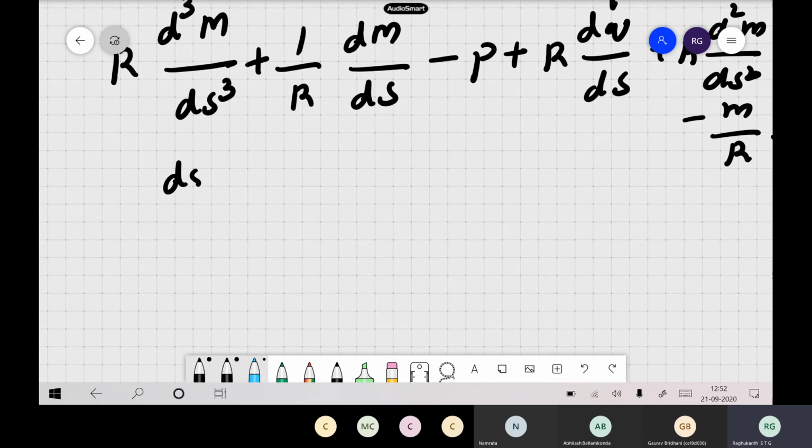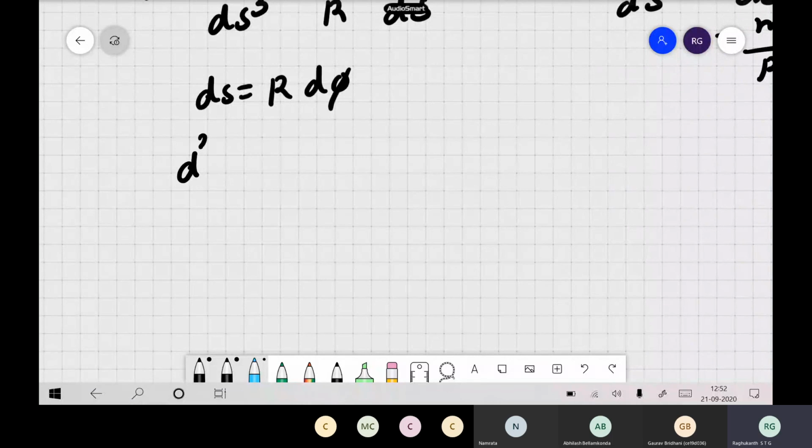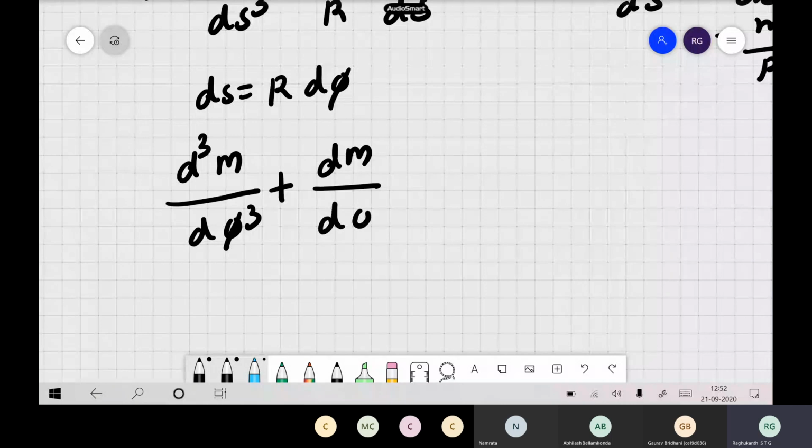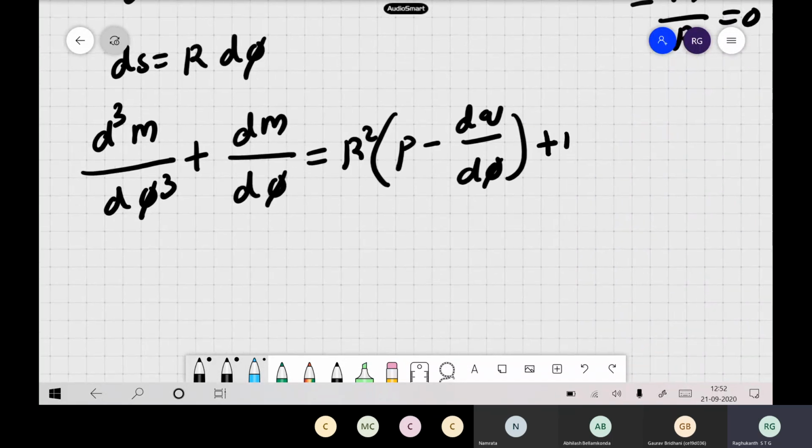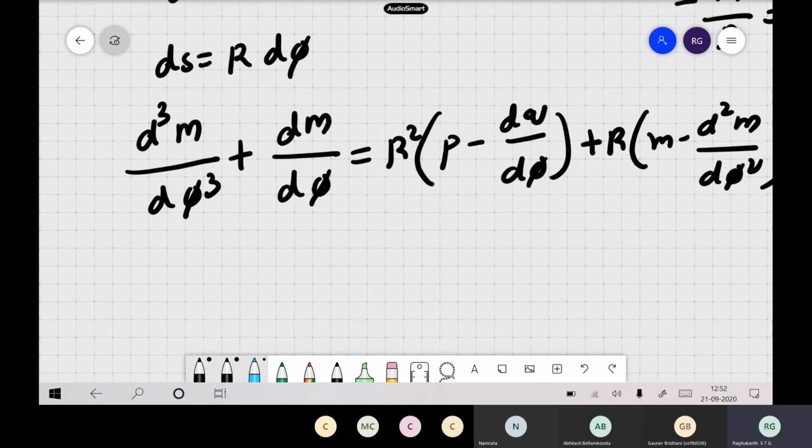And if you write ds = R dφ, you can write d³M/dφ³ + dM/dφ equal to R², where p is the tangential load, d³/dφ³, plus capital R times M minus d²M/dφ². So you can derive the same equations, only you are writing everything in terms of bending moment itself. This way we can write.